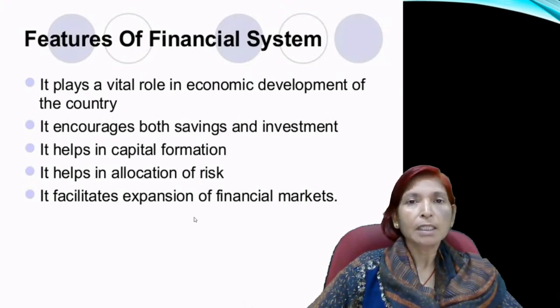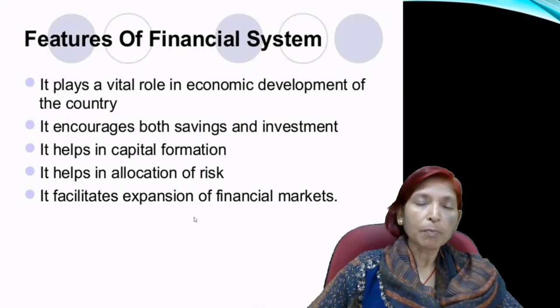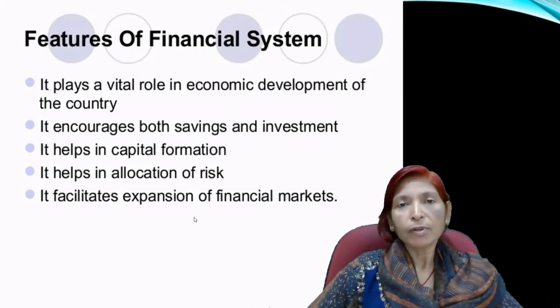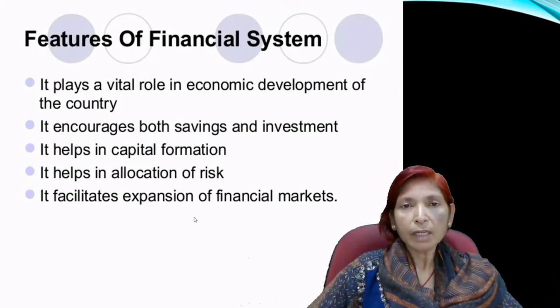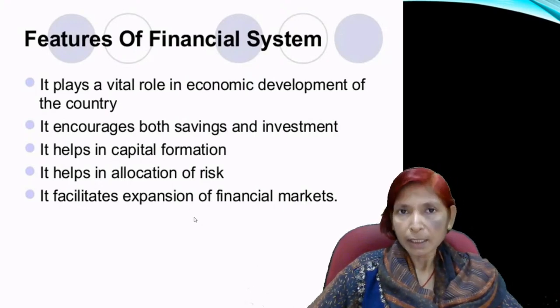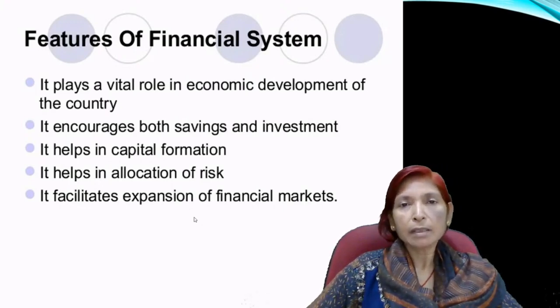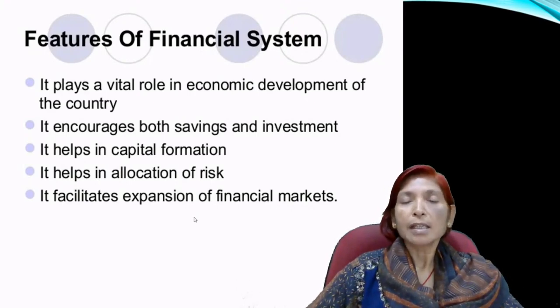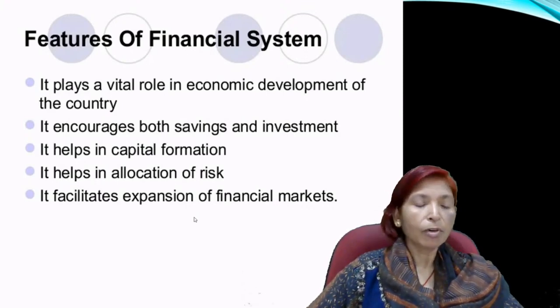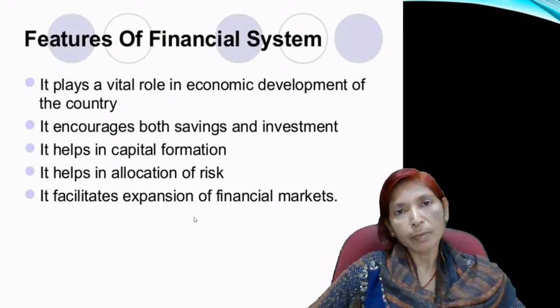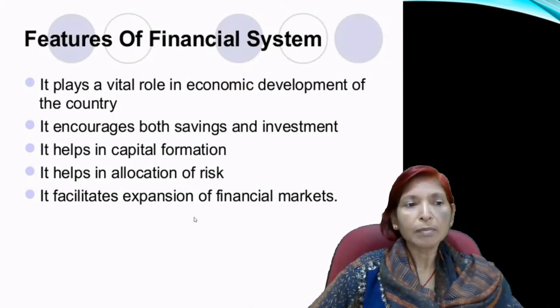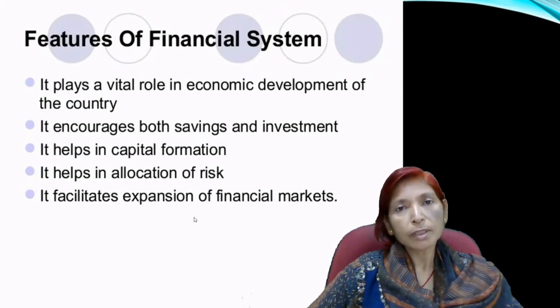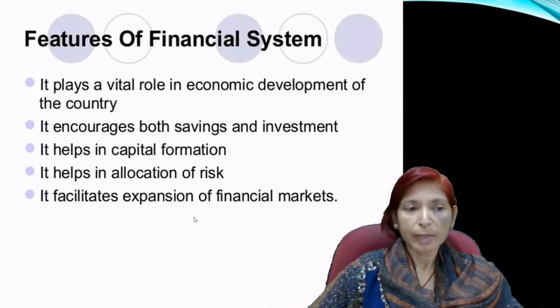We know that in India, some people are in the grip of poverty. They are living below the poverty line. And how can they break their vicious circle of poverty? Because we know that poverty breeds itself, and the poverty circle can be broken down with the help of capital formation or investment. So the financial system encourages both savings and investment.